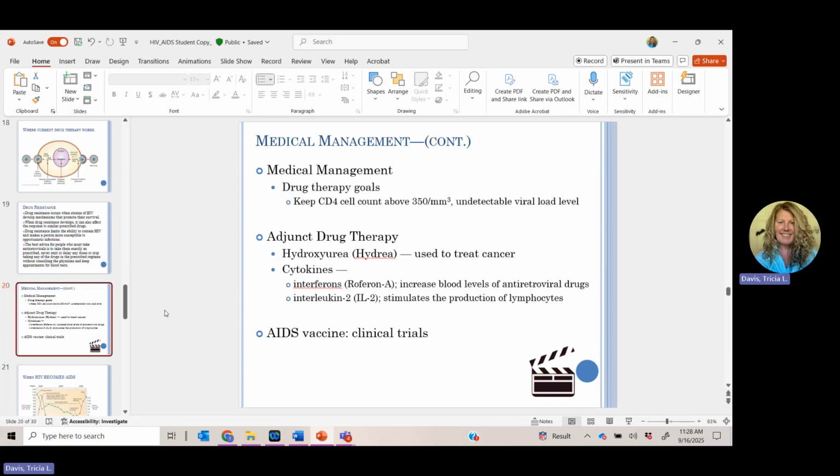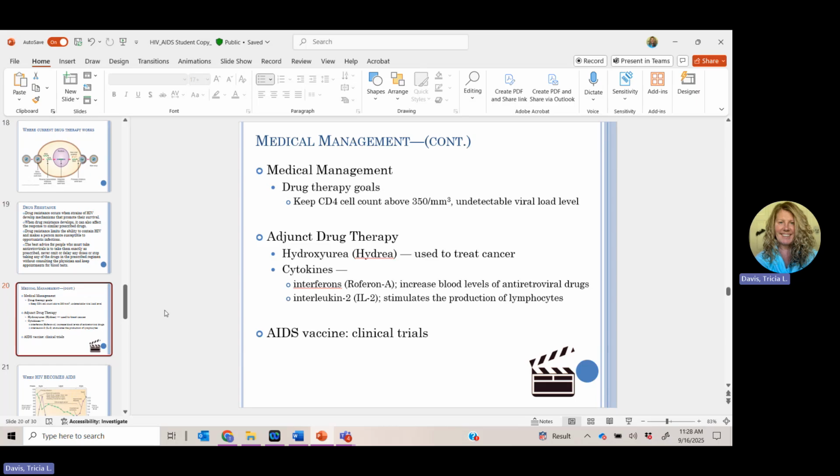So what are the goals of our drug therapy? Really, we want to keep that CD4 count above 350. If that CD4 count is above 350, then they're getting close to having an undetectable viral load. And that is what we want in these patients. We want that viral load to be undetectable.